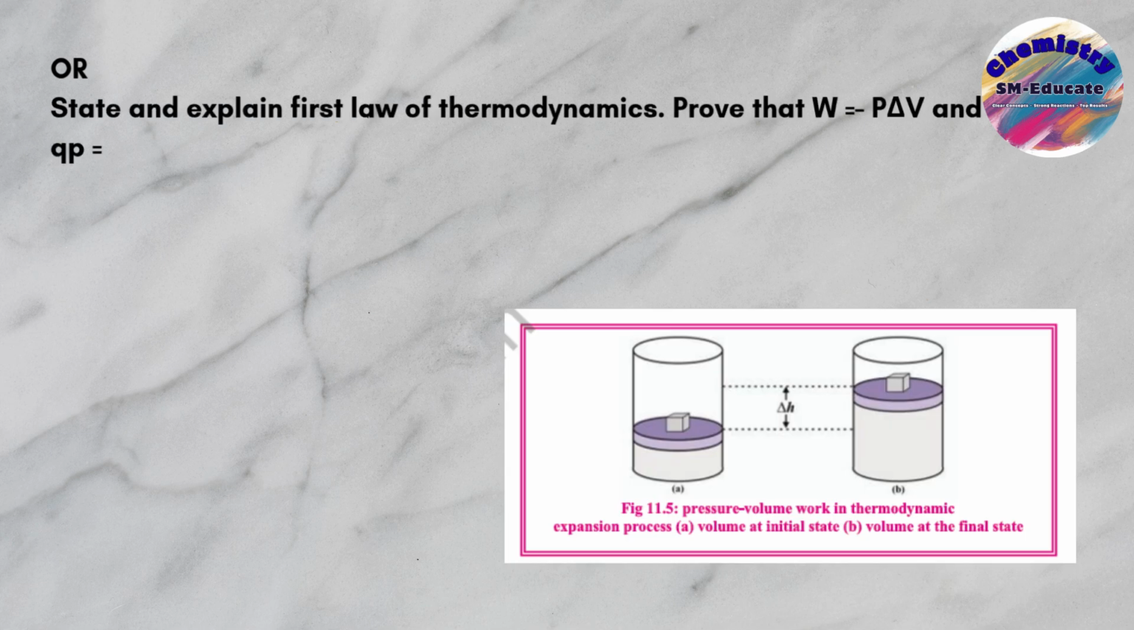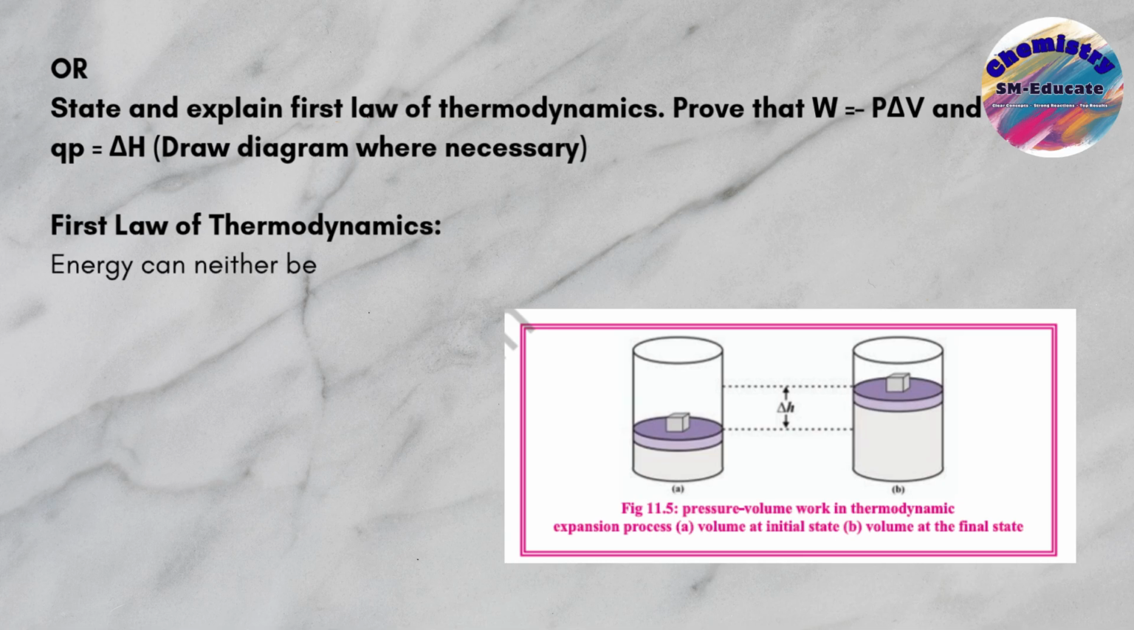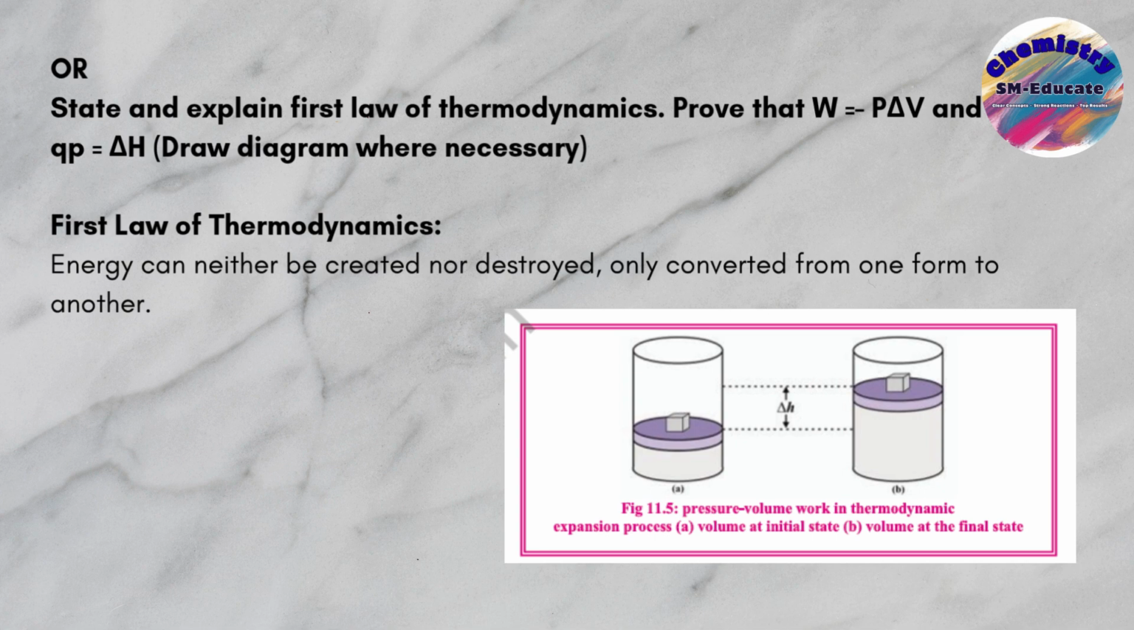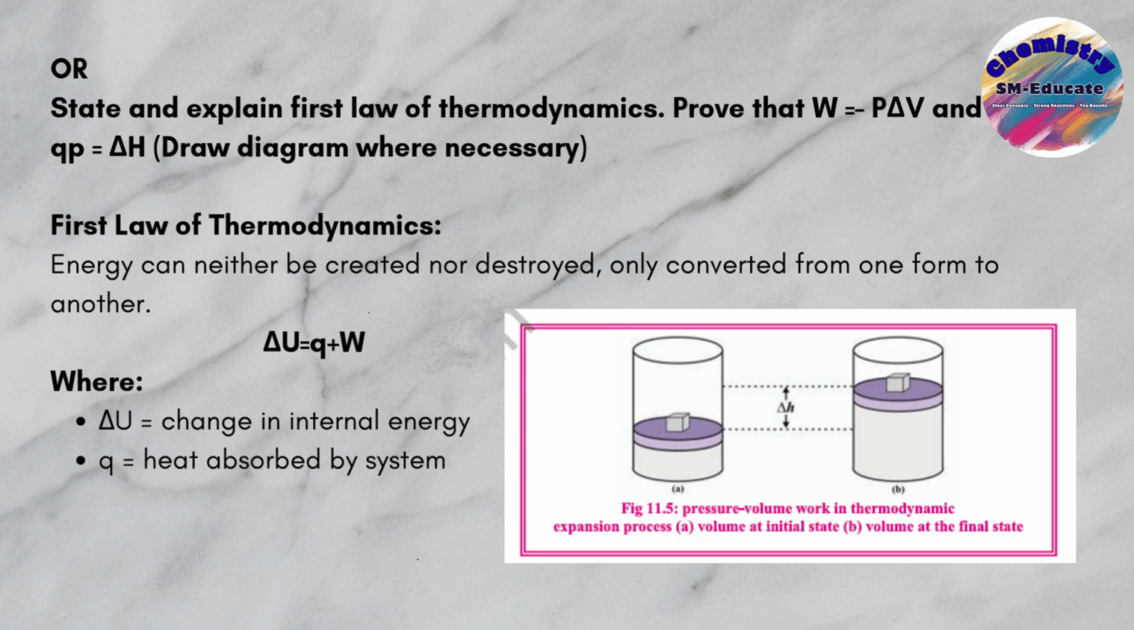State and explain the first law of thermodynamics. Prove that W equals minus P delta V and Qp equals delta H. First law of thermodynamics: energy can neither be created nor destroyed, only converted from one form to another. Delta U equals Q plus W, where delta U equals change in internal energy, Q equals heat absorbed by the system, and W equals work done on the system.